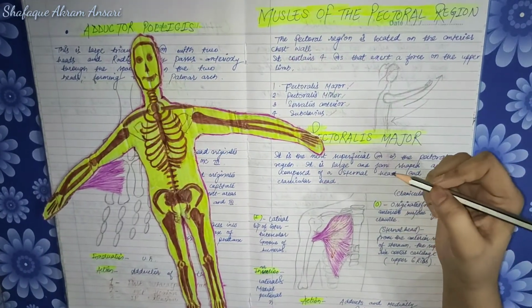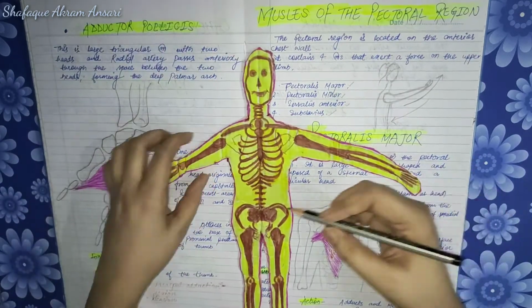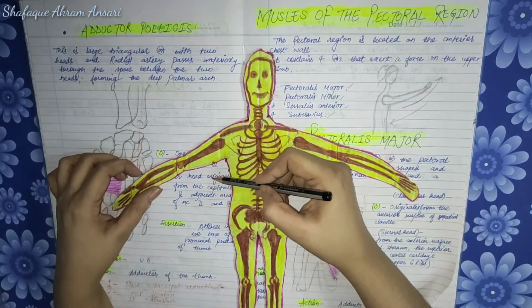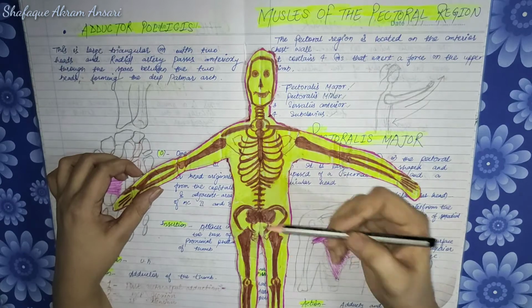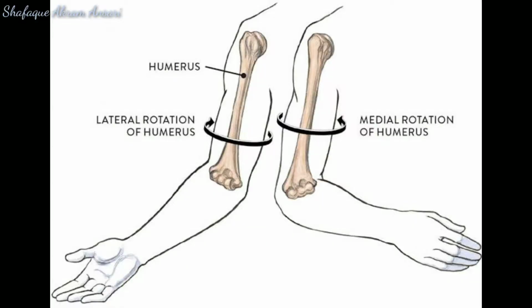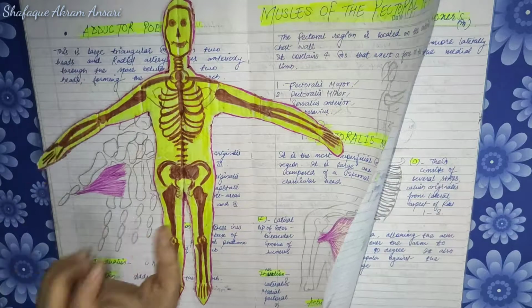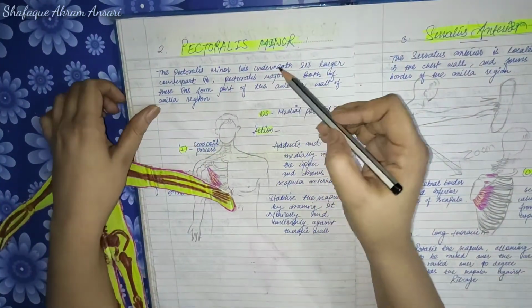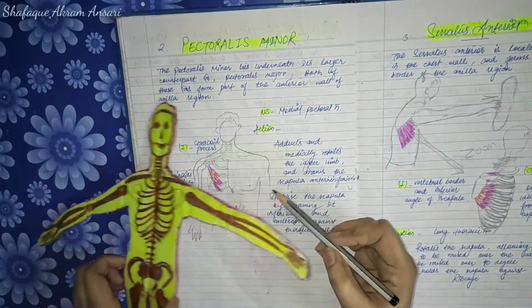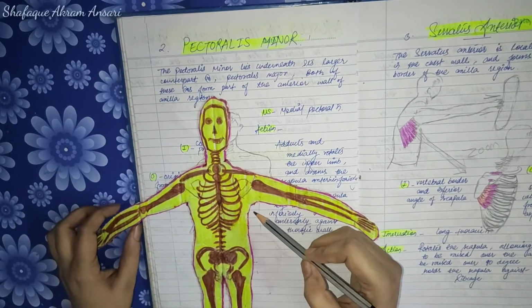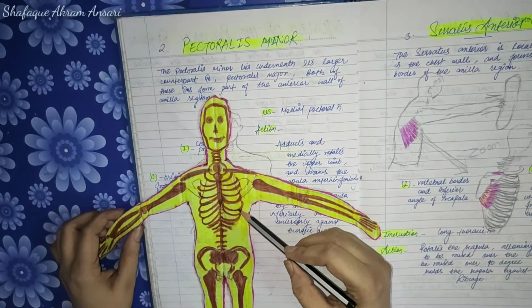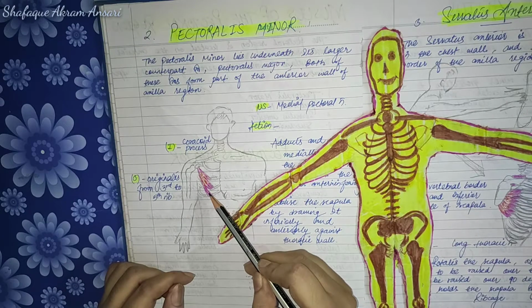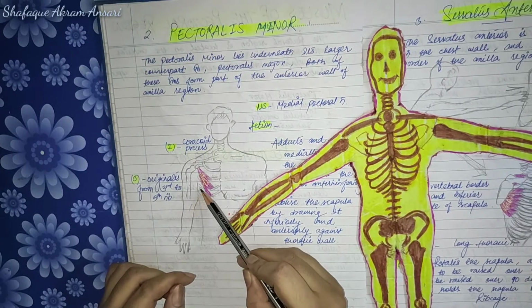But when they work together, they perform adduction of humerus and medial and internal rotation of humerus. Next muscle, Pectoralis Minor. The Pectoralis Minor lies underneath its larger counterpart muscle, Pectoralis Major. Both of these muscles form part of an anterior wall of axillary region.